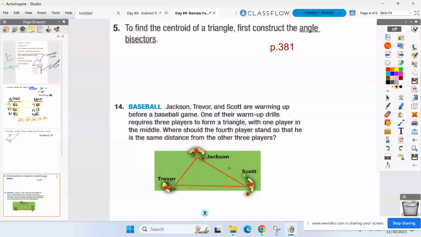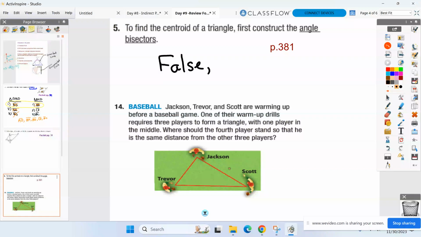True or false? To find the centroid, construct the angle bisectors. True or false? To construct the centroid, construct the angle bisectors. True or false statement? That is false. This is like our vocab tomorrow. That is false. Oh, I got a follow-up, though.